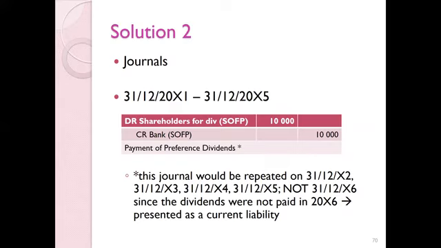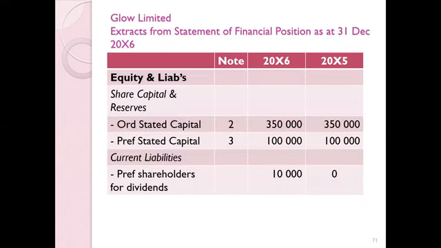When those payments are going to be made for the preference dividends, we now no longer have that shareholders for dividends liability. So to remove that, we would debit it and credit bank to represent the outflow of cash.